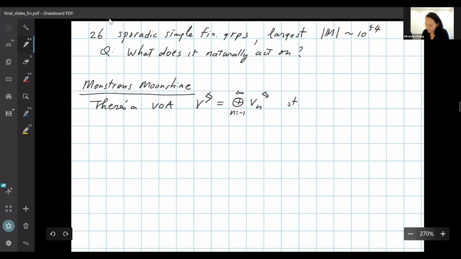such that the automorphism group of this VOA is the monster group. And moreover, the J function that we have seen before is the generating function for the dimensions of each of the homogeneous components, so this V natural sub n.